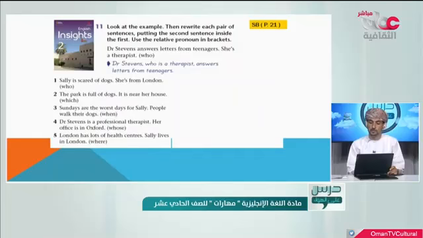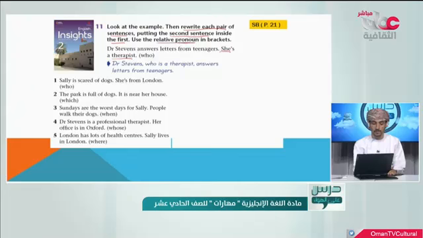Open your student's book, page number 21, task number 11. Look at the example, then rewrite each pair of sentences. Put the second sentence inside the first one. For example, we have: Dr. Stevens answers letters from teenagers. This is the first sentence. The second sentence: she is a therapist. So we have to put the second sentence inside the first one in order to make one sentence. And we also have to use the relative pronoun.